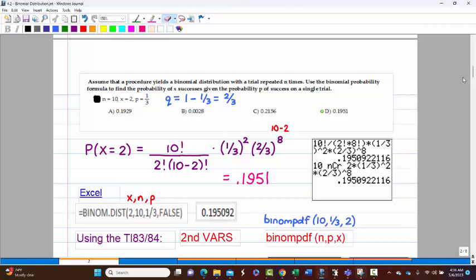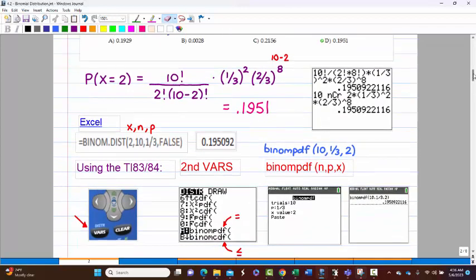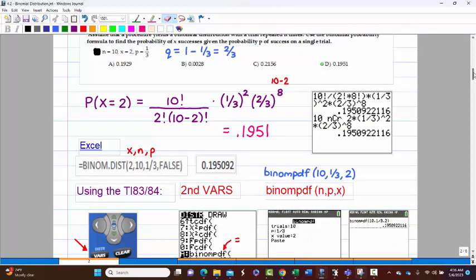However, in either Excel or the calculator, you don't have to tell it Q, you just have to tell it P, because it will do the 1 minus P internally in the formula. So you only have to enter the X, N, and P. So I'm going to do it for this one.